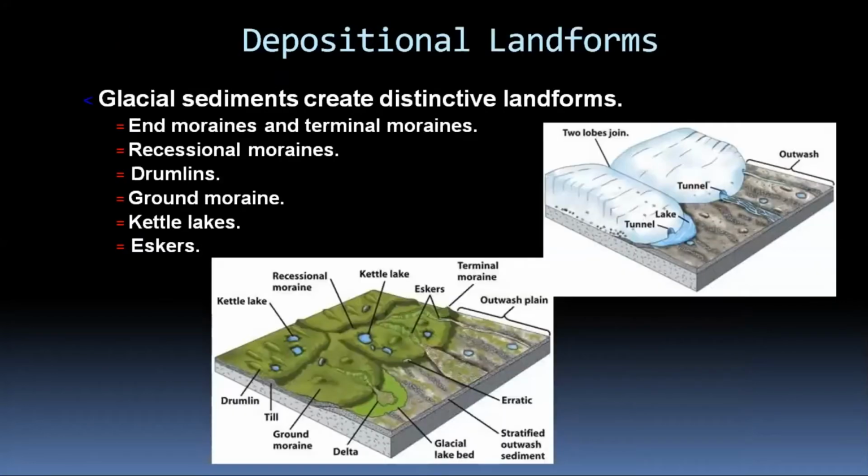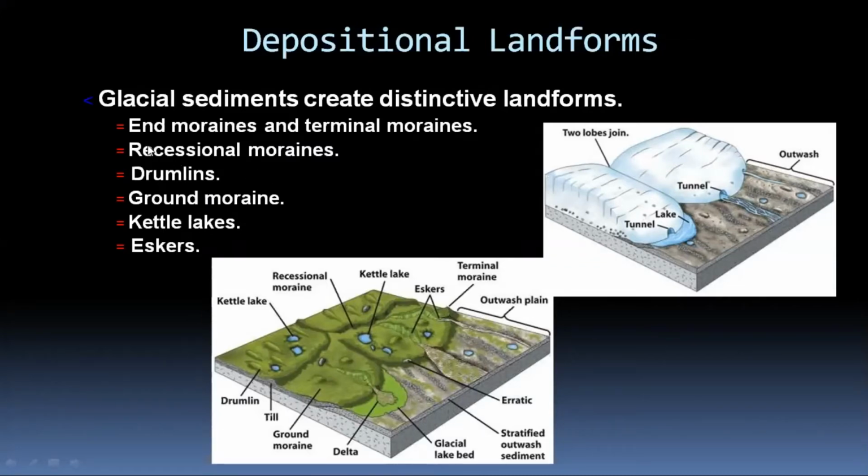Okay. Then we have landforms. So we finish the deposition. Now we see some of the very particular landforms that are typical features of glaciers that indicate that in that particular area we used to have glaciers. These include end moraines, terminal moraines, recessional moraines, drumlins, ground moraine, kettle lakes, and eskers.